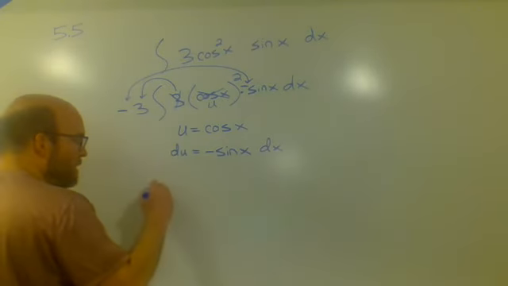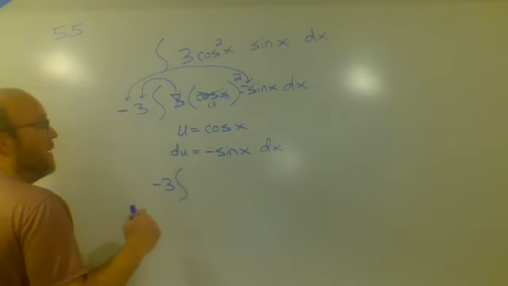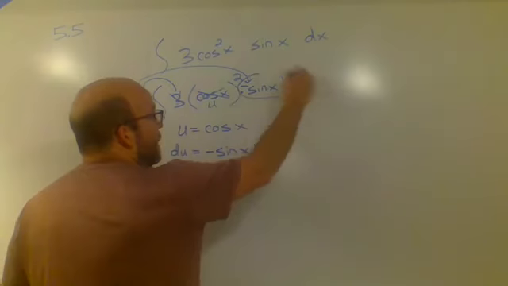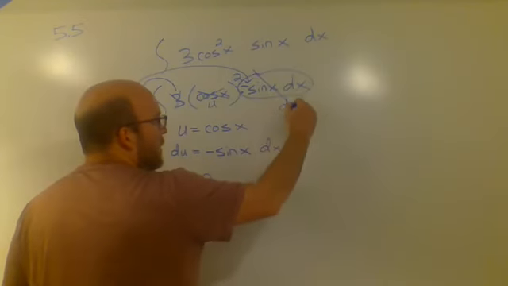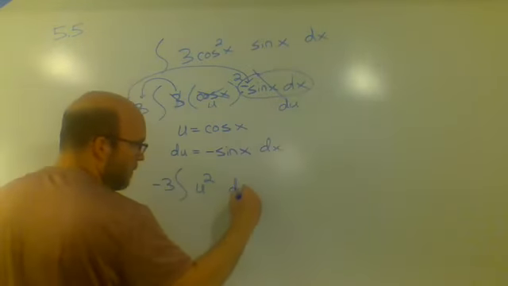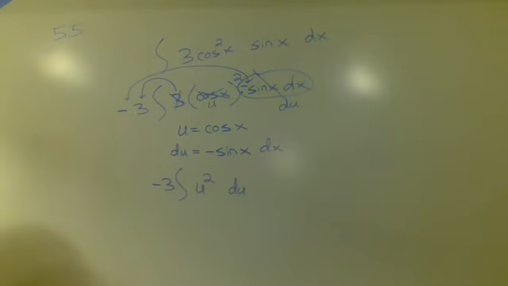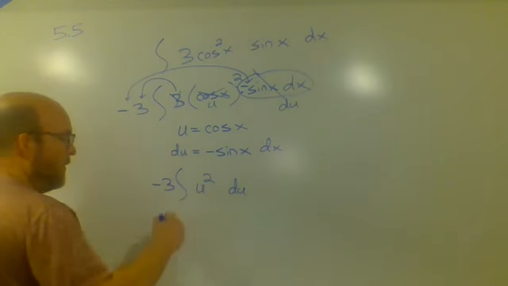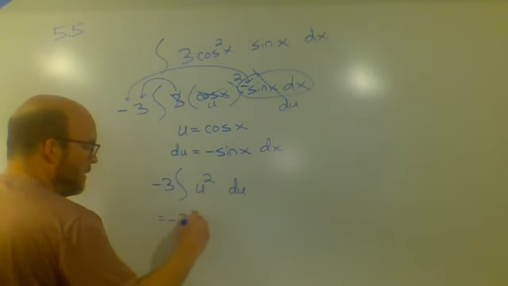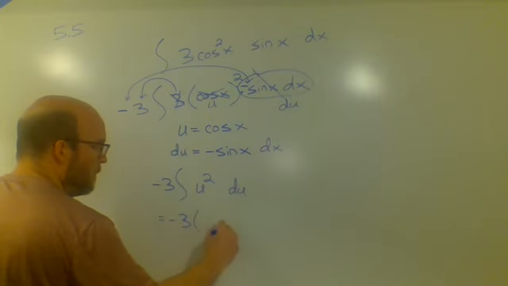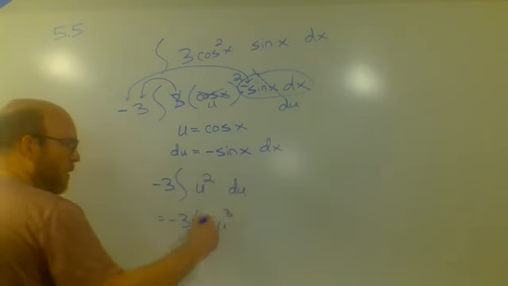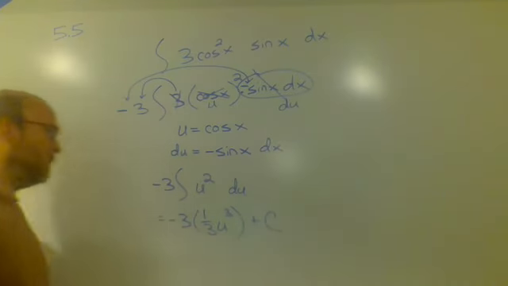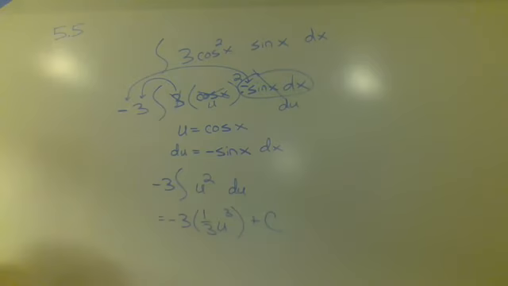So we have a negative 3 out in front, and then we have a u squared, and I haven't written it yet, but the negative sine x dx, that's just du. Right, so finally, the antiderivative of u squared is: raise the exponent by 1, multiply by its reciprocal, and we still have the plus c since we don't have the limits of integration here.